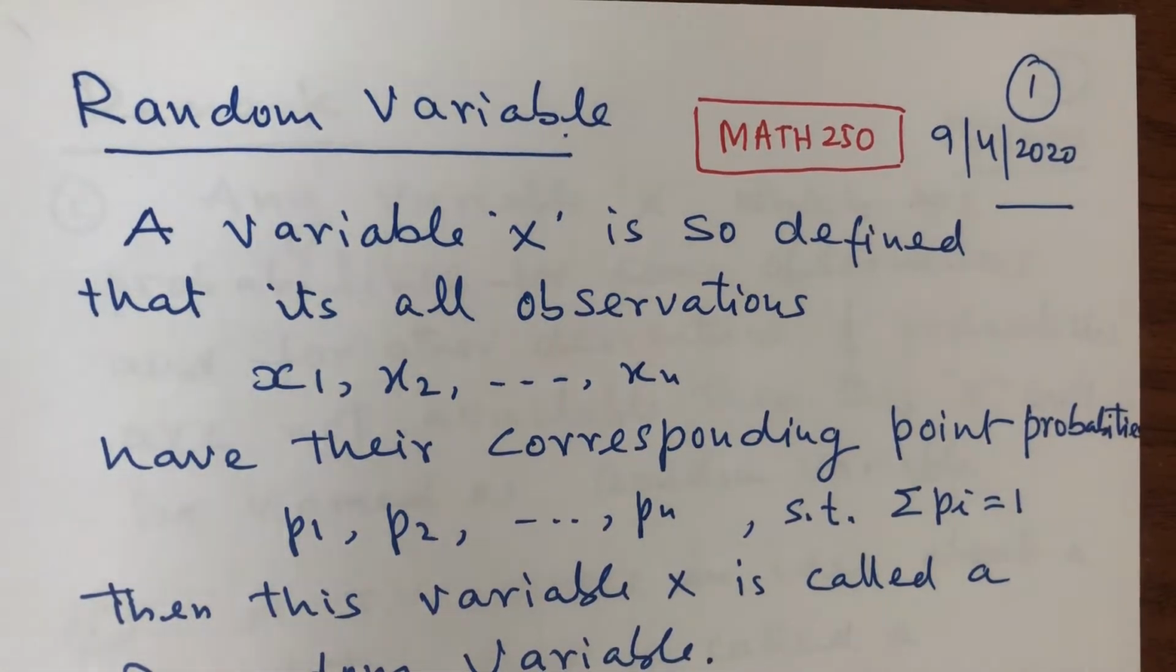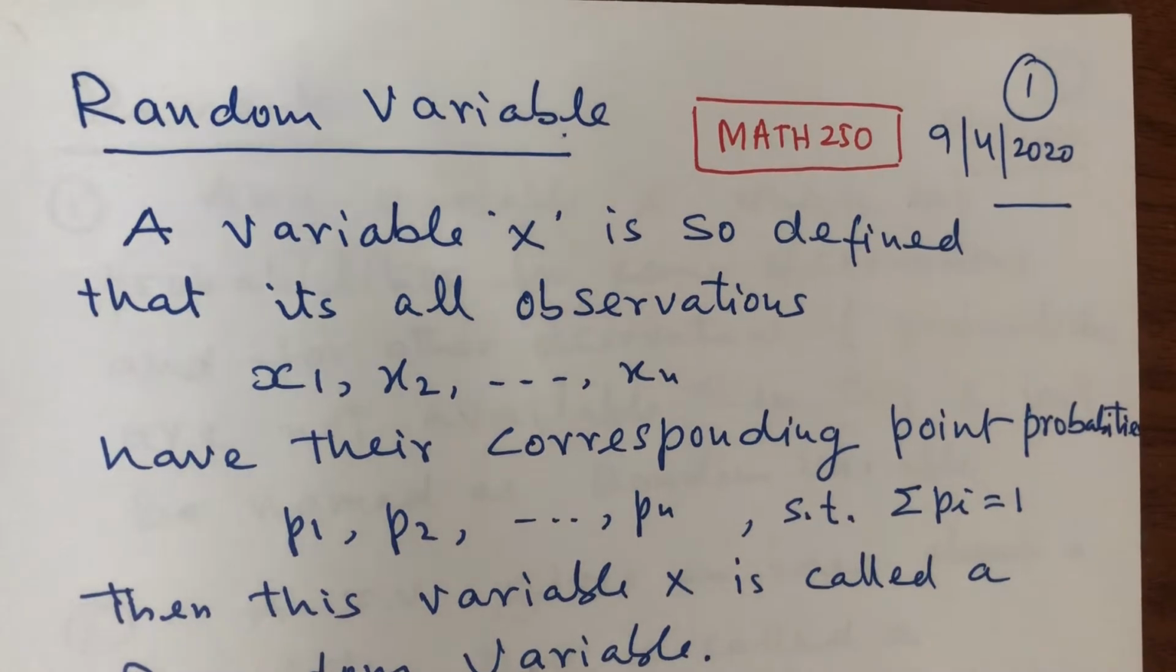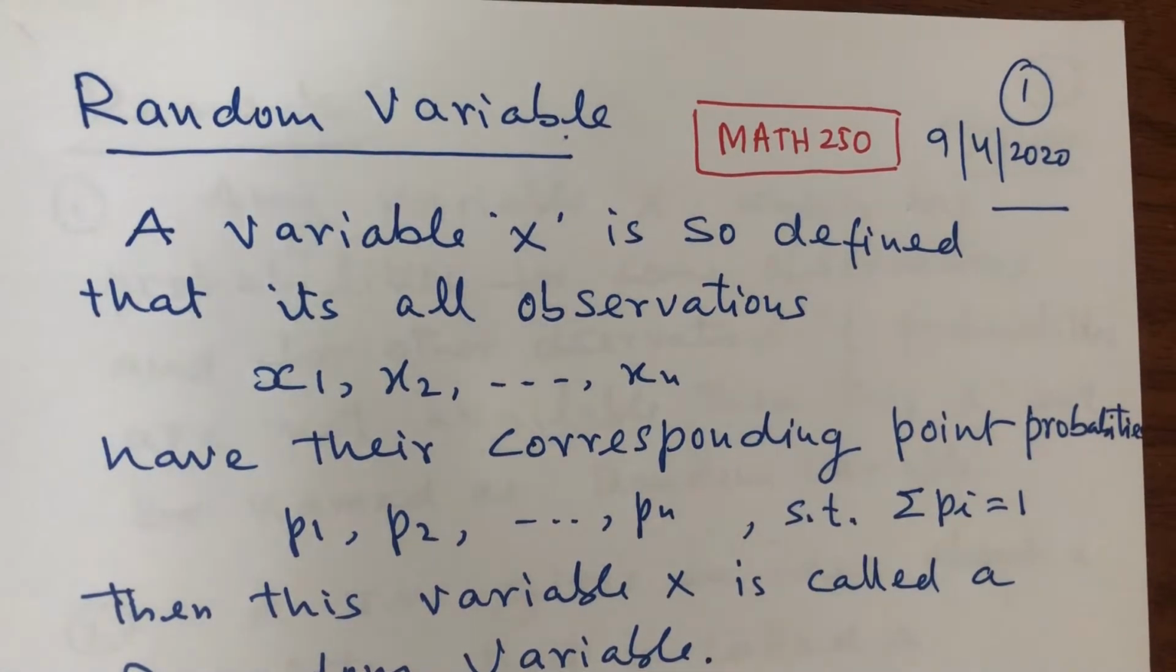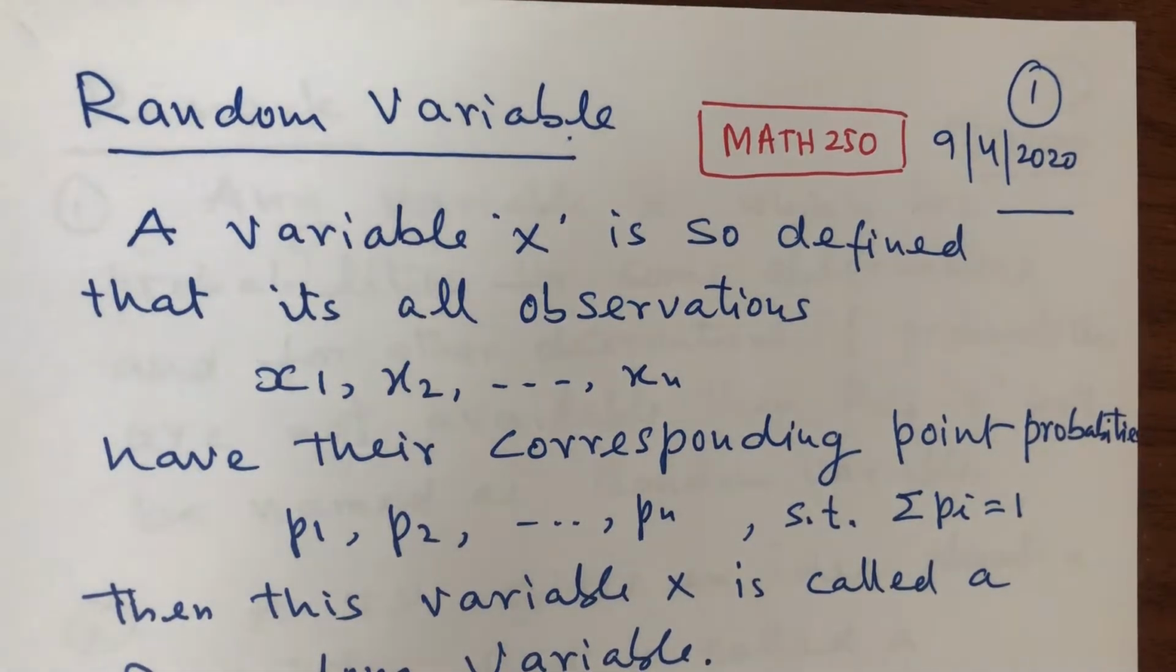We have studied variable, and now the next term is random variable. It is a different type of characteristic which a variable has. So the simplest definition for a random variable may be like this.